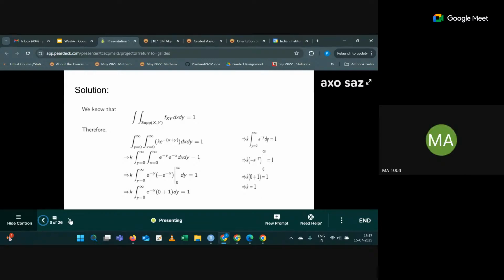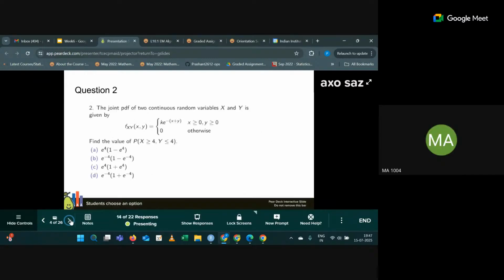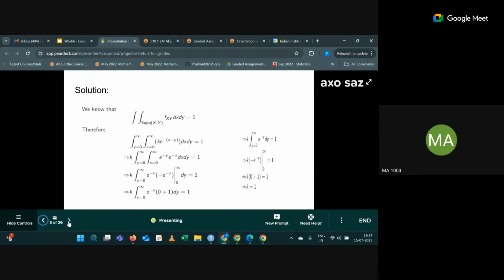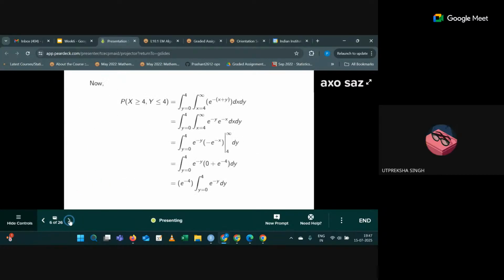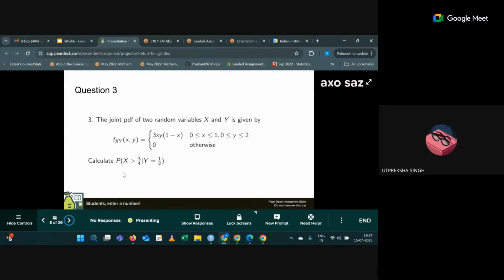Is there any doubt? Sir, once we are able to select the correct limits, then all we have to do is integration. Integration, yes. So limits is the important part.